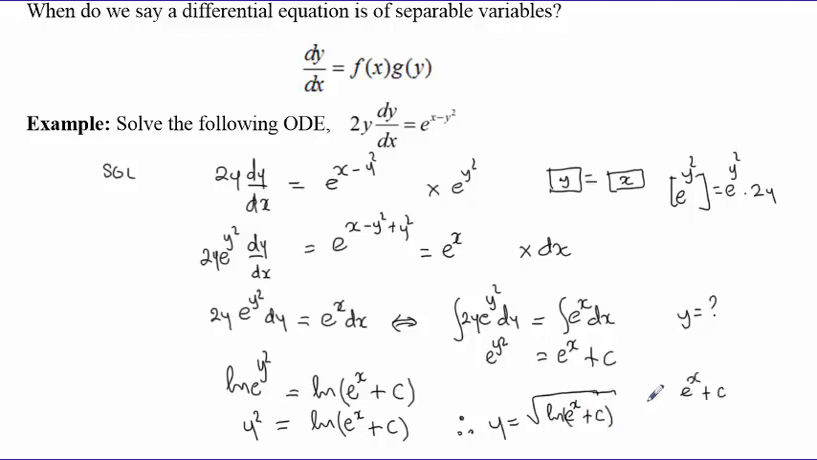In this expression, we consider that e to the power x plus c is greater than 0, because ln won't take arguments which are negative. That is important to take into account. So that is our first example of solving an equation using the method of separable variables.